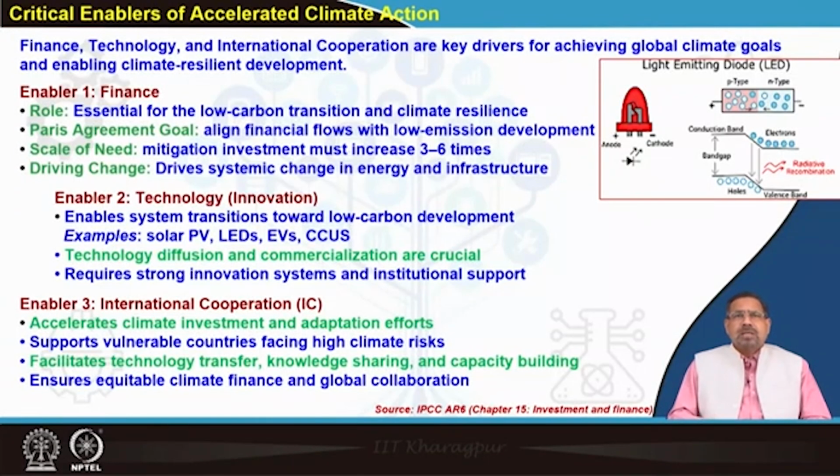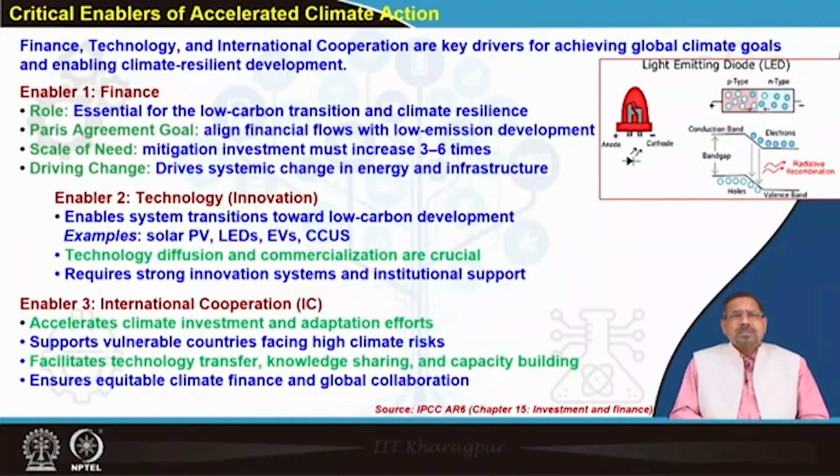Then let us see what are the critical factors that enable climate action or that accelerate climate action. So let us see the enabling factors. We can put them under 3. The finance, definitely we have been discussing. Second is the technology, particularly the innovative technologies. Third is the IC, the international cooperation. So finance, technology, international cooperation are the key drivers for achieving the global climate goals and enabling climate resilient development.